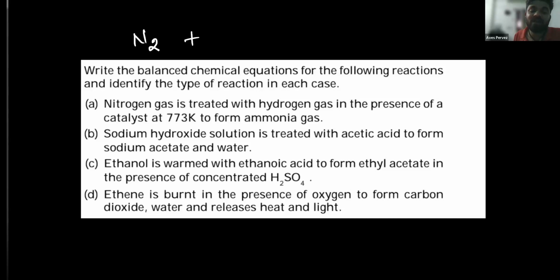Yes, but you cannot write N or H. Nitrogen means N2. Hydrogen means H2. To give ammonia. If you don't know the formula of ammonia, then how will you be able to write it? So you need to write the balanced chemical equation for this.